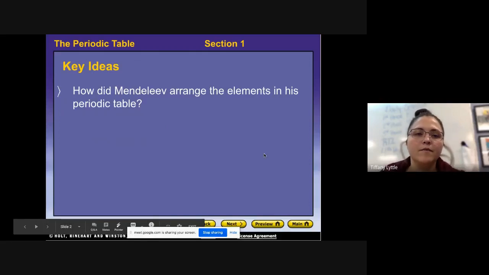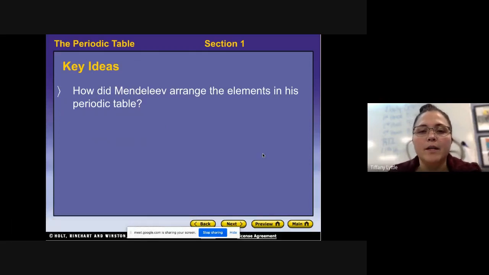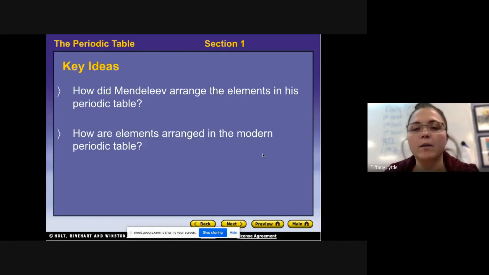All right, key ideas from this section. How did Mendeleev arrange the elements in his periodic table? How are elements arranged in the modern periodic table?